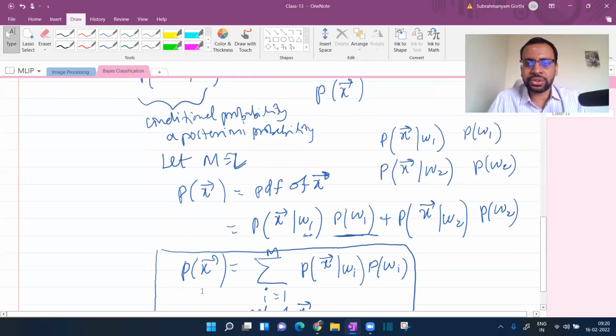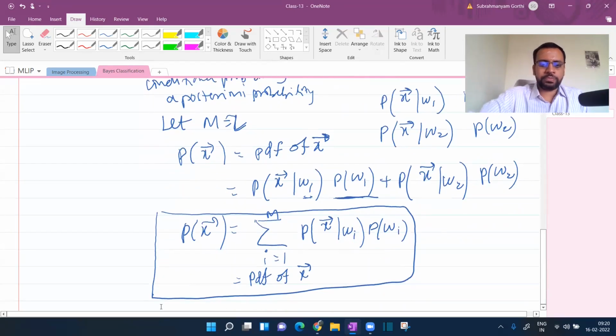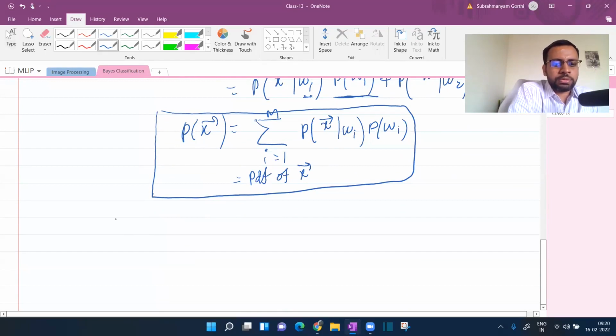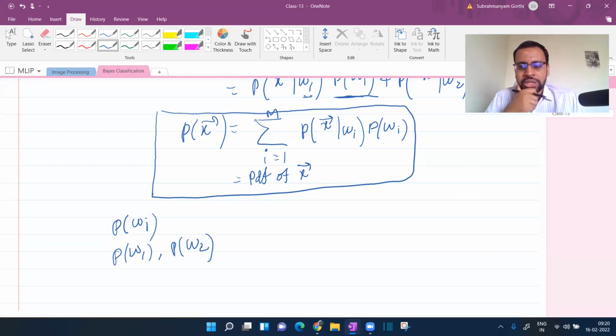Now, let's go to the next easier term: probability of omega i. We considered two classes here, so we can write it as probability of omega 1 and probability of omega 2. These are the two probabilities that are there. What do you think these are called?